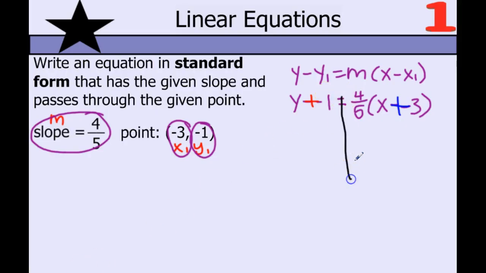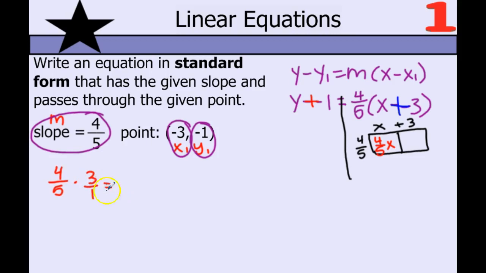So I'm going to start by just simply solving. We can draw a box to distribute, to multiply. So 4/5 times x is 4/5 x. 4/5 times 3, I'm going to multiply that out over here. 4/5 times 3. Well, 3 is 3 over 1. So we have 4 times 3 is 12. 5 times 1 is 5. So we have 12 divided by 5. This isn't going to make a nice number.